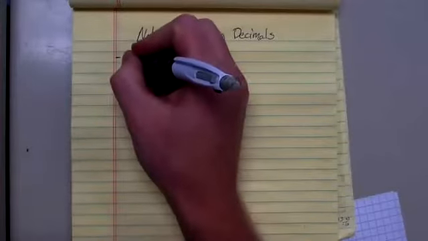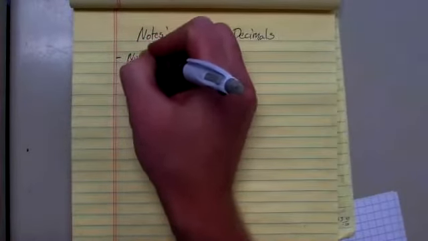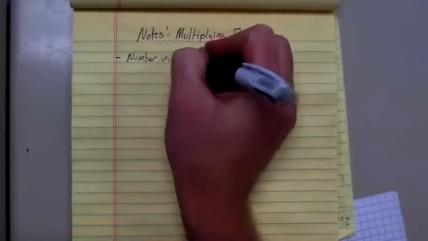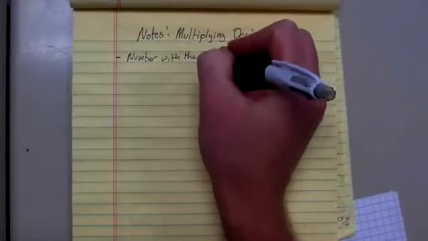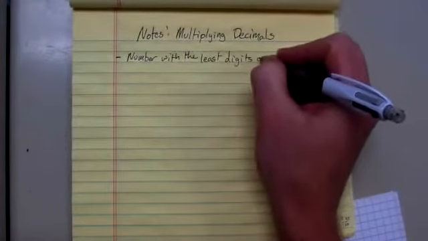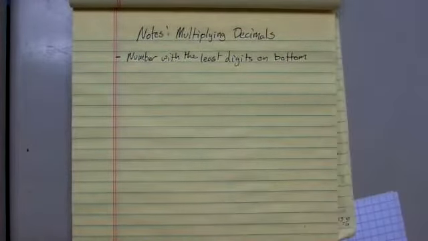When multiplying, you want to put the number with the least digits on bottom. And you'll see what I mean with that when we get going. So the number with the least digits goes on the bottom. So it doesn't matter order, like how it's written to you. The one with the least digits goes on the bottom. And you'll see in our first example what I mean by that.